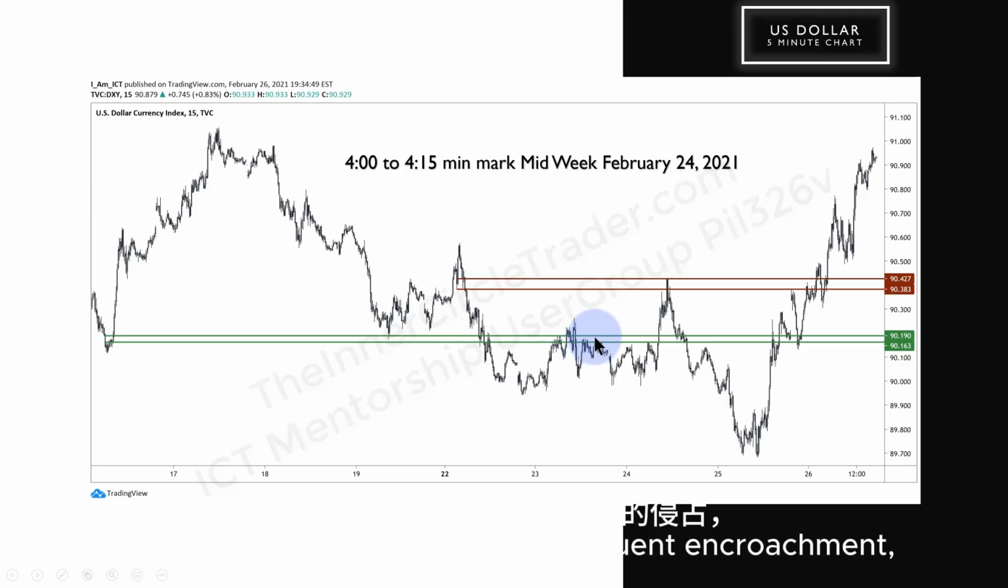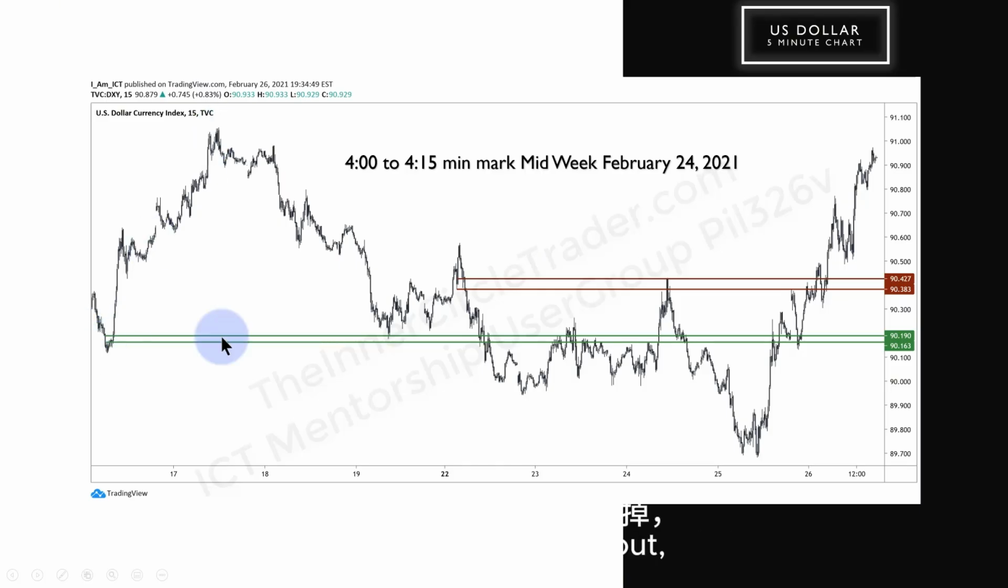Consequent encroachment. The low. Trades through it. Comes back in. And I mentioned this day. I said, look how it hits that in here. And then sells off. And then we accumulate around the consequent encroachment here. And again as well there. And sends it higher. What's important to me is this key low, because we've had premium built in.